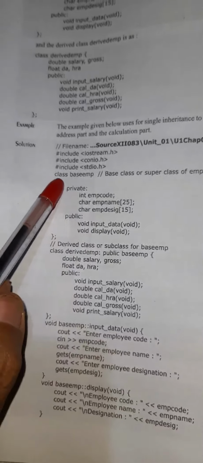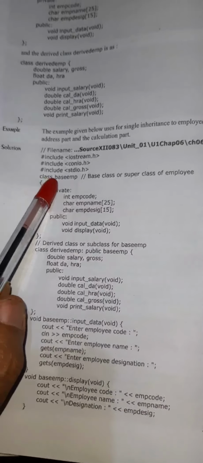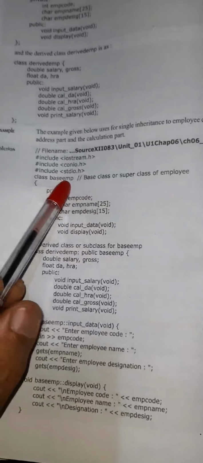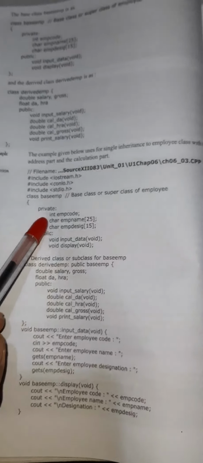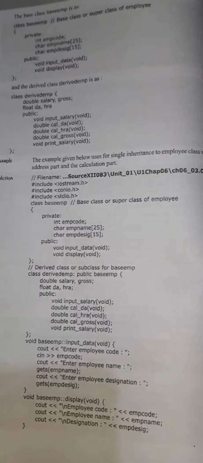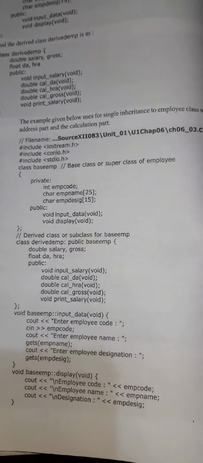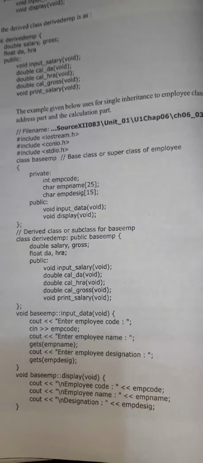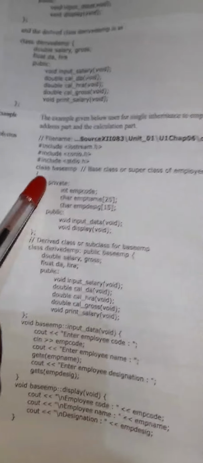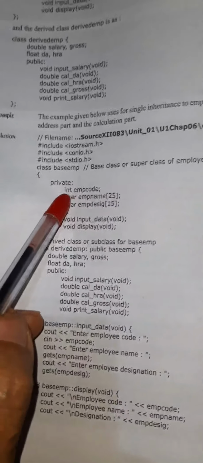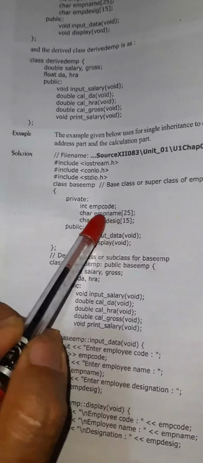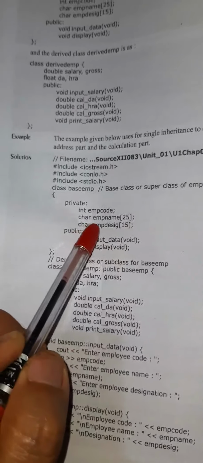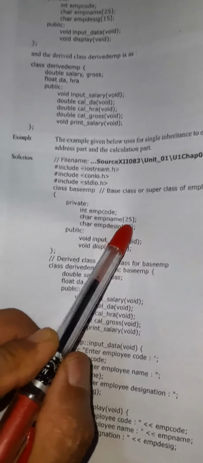Here you have the base class by the name of base emp. The base class is also called a super class, or it is also called parent. And the derived class is also called child, or subclass. Here the base class has private data members. It has three data members: int emp code, char emp name of size 25, and char emp designation of size 15.